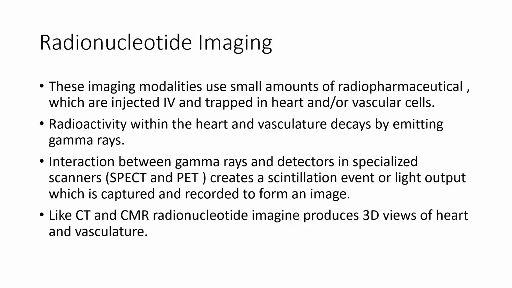So the interaction between the gamma rays and detectors in specialized scanners, such as single photon emission computerized tomography (SPECT) and positron emission tomography (PET), creates a scintillation event or a light output, which is then captured and recorded to form an image. Like CT and CMR, radionuclide images also produce 3D views of the heart and vasculature.